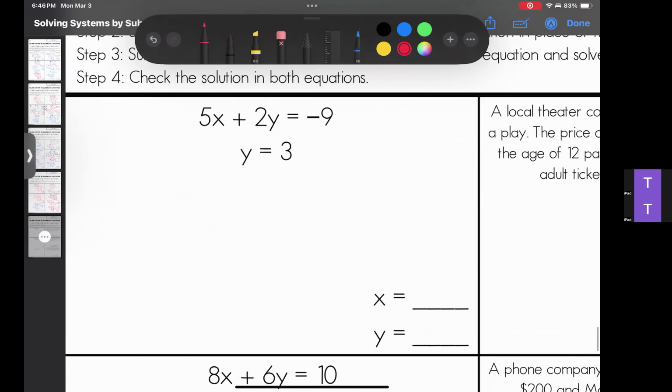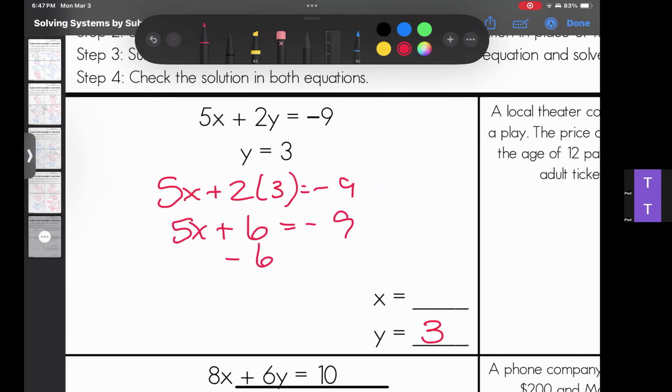Last cutie. All right, this one we already know y is 3. So if we substitute it in, what do we get? We have 5x plus 6 equals negative 9. 5x equals negative 15. X is equal to negative 3.